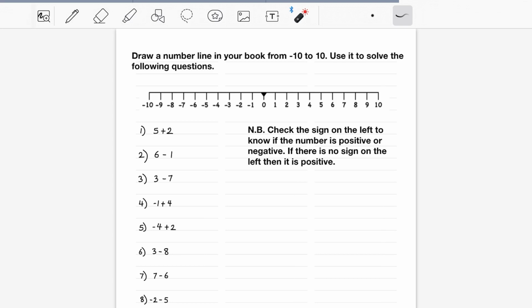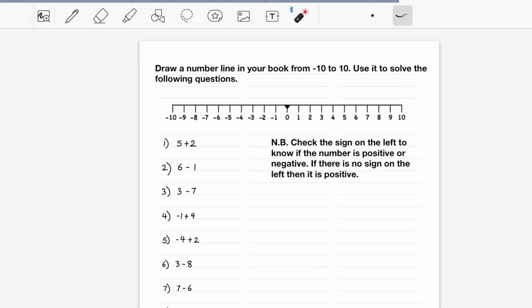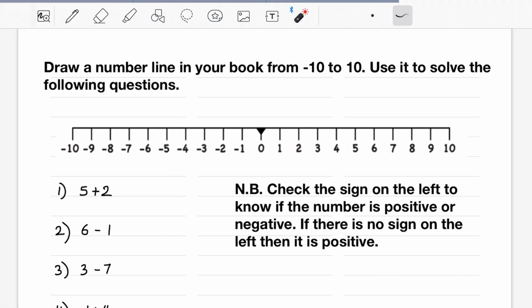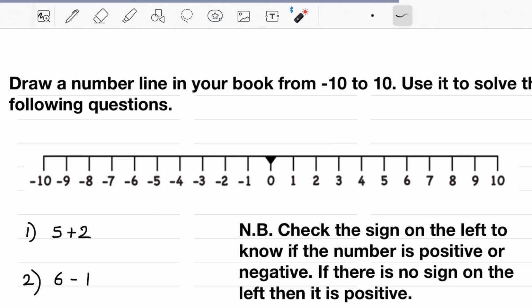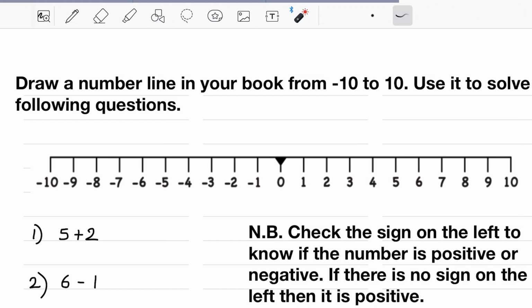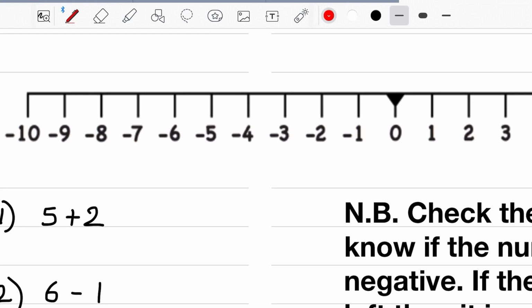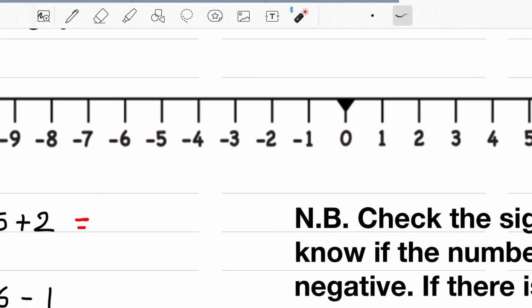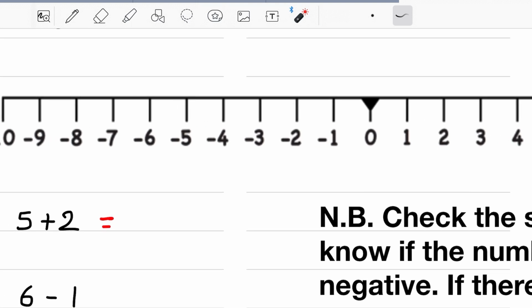Okay, so let's get into the answers for these questions. For question 1, we are asked to find 5 plus 2. So, first thing we do is we locate 5 on our number line.